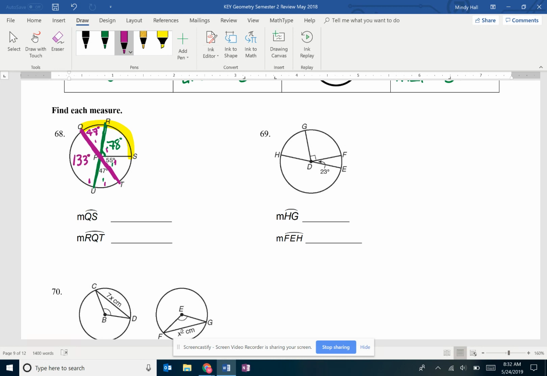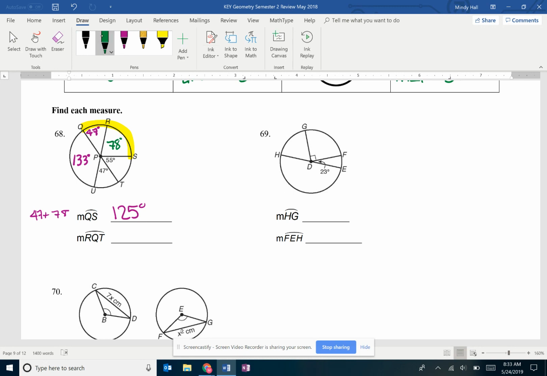So now that I have all of them, it's going to be slightly easier to do the measure of the arcs and stuff. And I'm going to get rid of my random little lines here. So if I want QS, these are central angles, which you can see because of that P, point P. So that means that my arc is going to be the same. So QS is going to be 47 plus 78, which is 125 degrees.